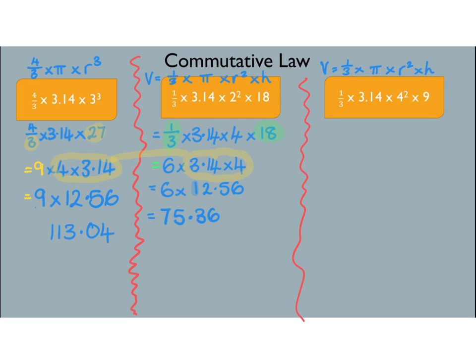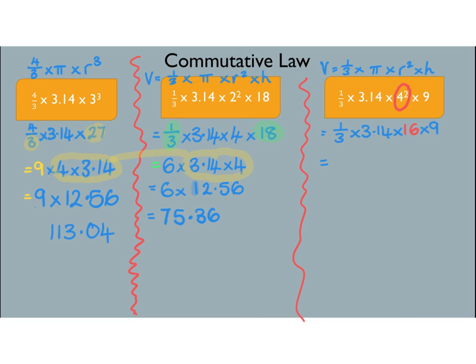Alright, one last one. Again, according to BODMAS, we don't have brackets, so we have orders. 4 squared is going to make 16. So I'm working with 1/3 times 3.14 times 16, and then times 9. We're at the point here where they're all multiplies, so do it in any order you want.